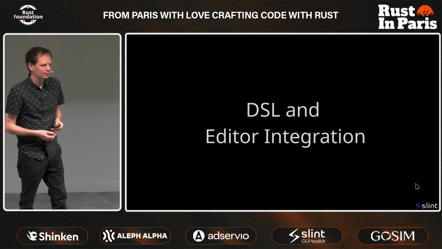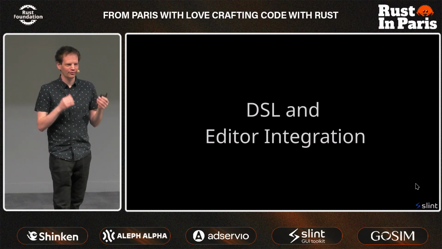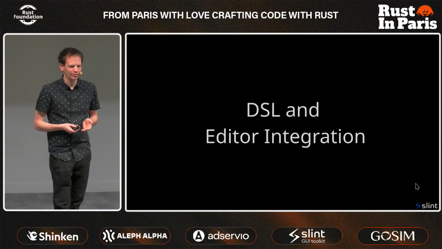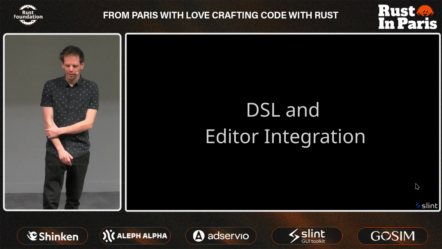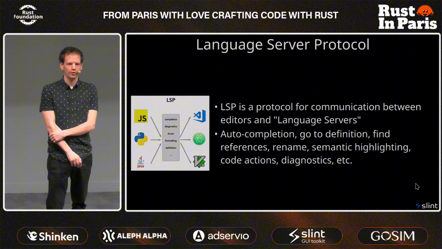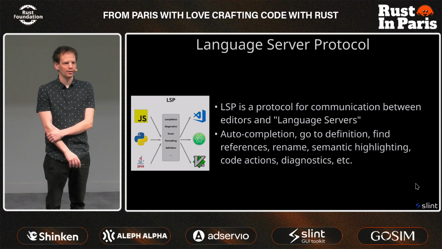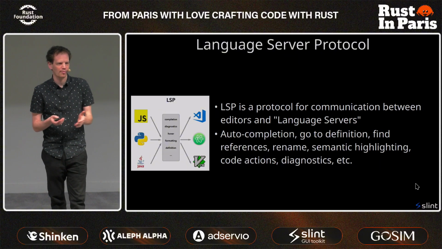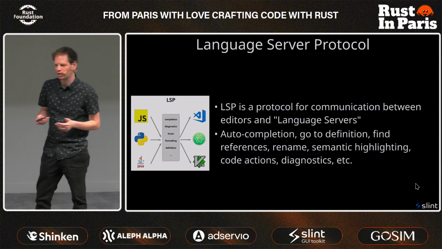I also want to speak about when you have a domain-specific language, you still want to have good editor integration. You still want auto-completion and things like this, so that the developer has a good experience. One way to do that is to use the language server protocol. This is basically a way for languages to add extensions to the editor. It was developed by Microsoft for VS Code, but it works with many editors that support it. It adds things like auto-completion, diagnostics, hover, and so on.